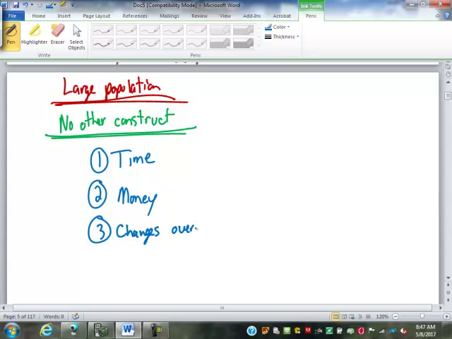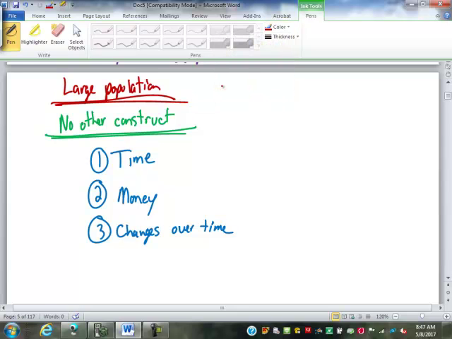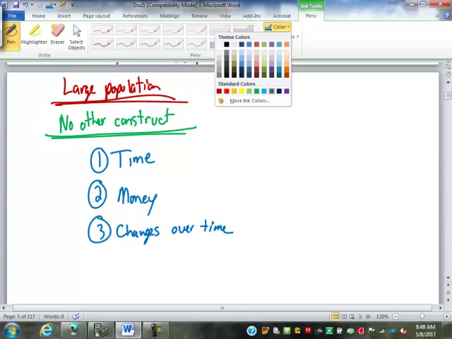Changes over time is one of them. If you're looking at people and gathering information from people, so doing a survey, you have to be able to gather that information quickly.